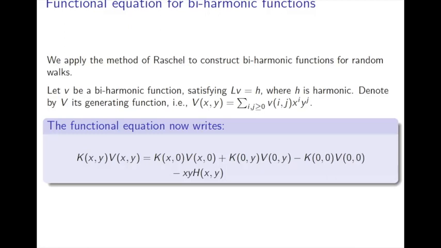So now we apply the method of Raschel to construct biharmonic functions for random walks. Let v be a biharmonic function such that Lv is equal to h, where h is harmonic. Applying the Laplacian again gives that L to the power 2 v is equal to 0, so v is biharmonic.